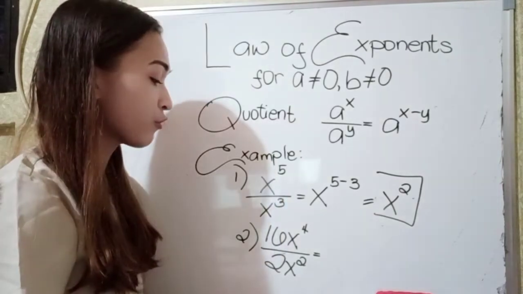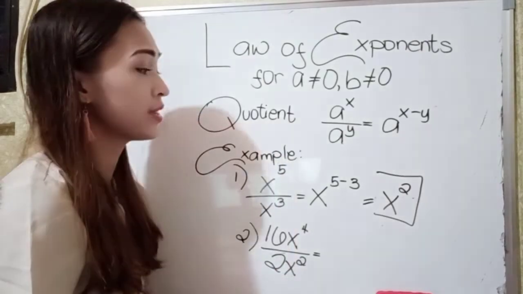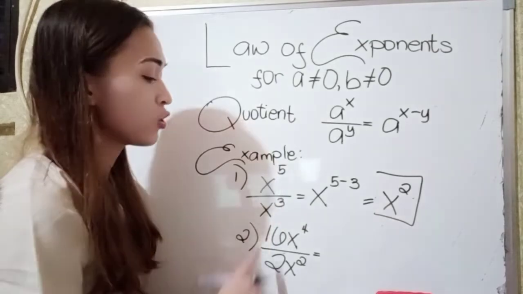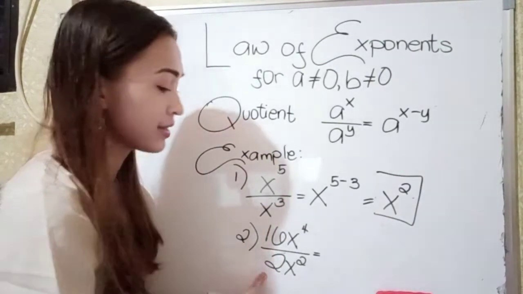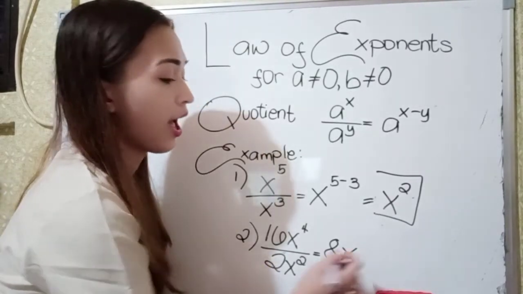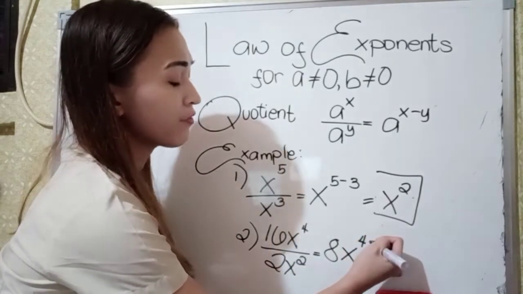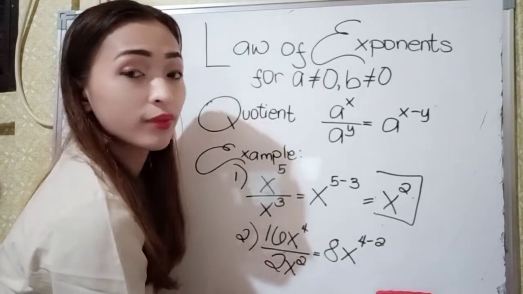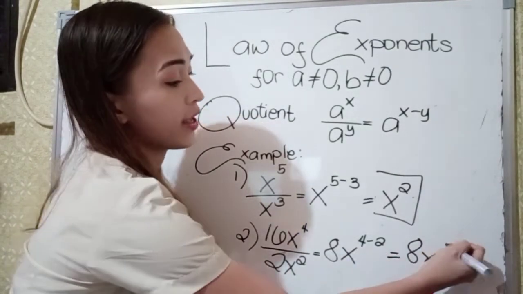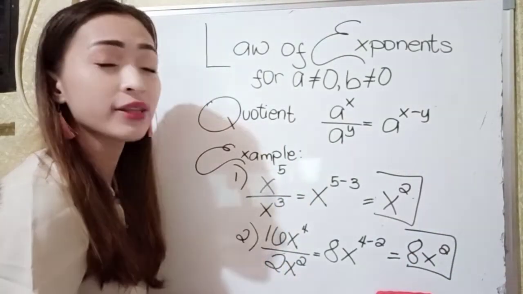Next, for number 2, again we have the numerical coefficients. Since this is a quotient or division, we're going to divide the coefficients. So 16 divided by 2 is 8. And now again copy the base x. Next, let's get the difference of 4 and 2. So just write 8x. 4 minus 2 is 2. So our answer in number 2 is 8x squared.